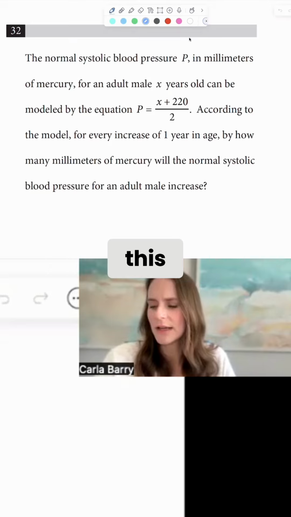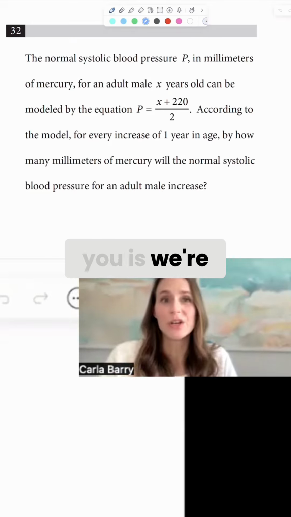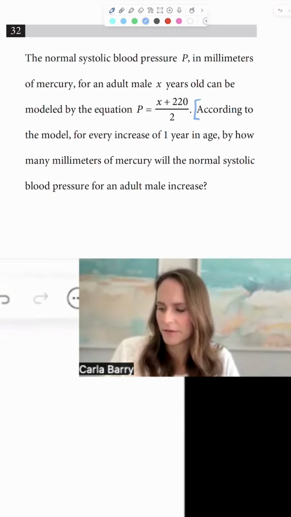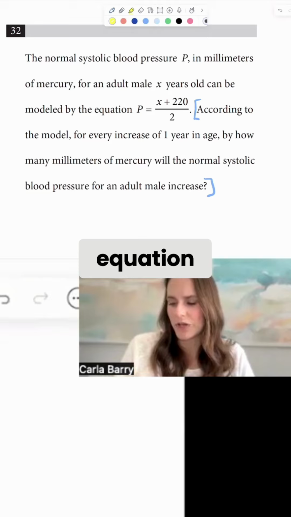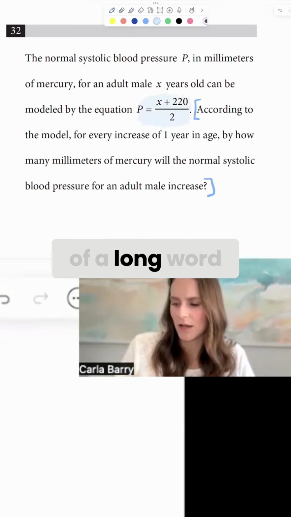So let's look at this. This is a pretty long word problem. The first trick I'm going to teach you is we're going to look just at the last sentence. We're going to zoom in on this part and the equation. Those are the two most important parts of a long word problem.